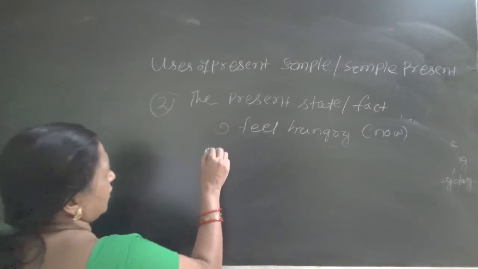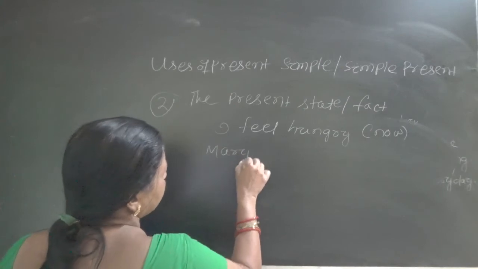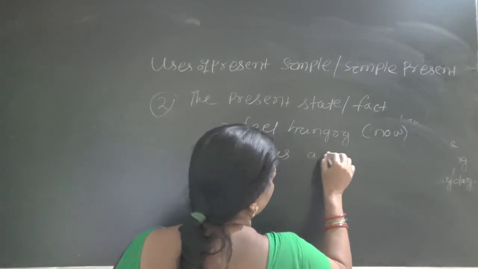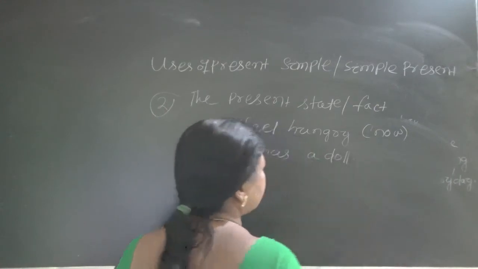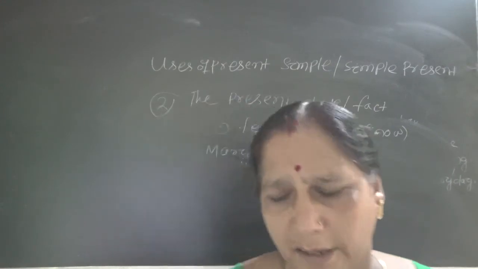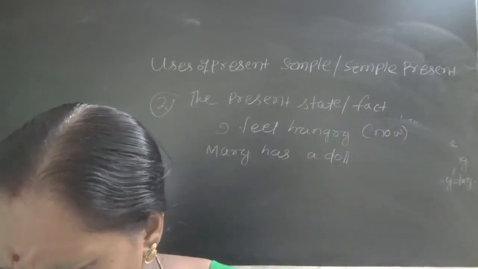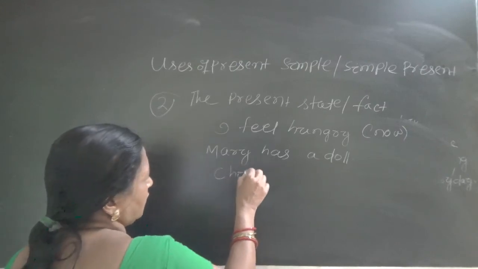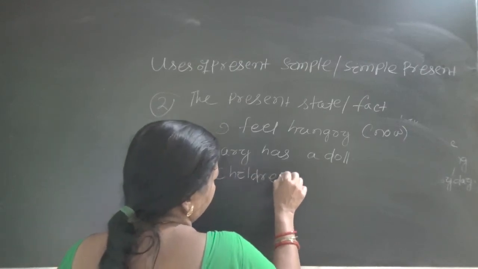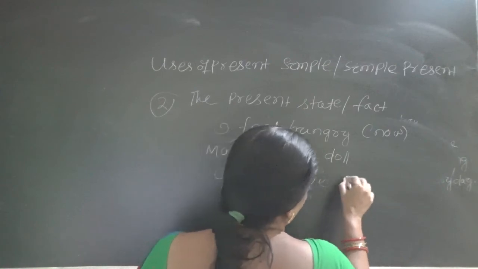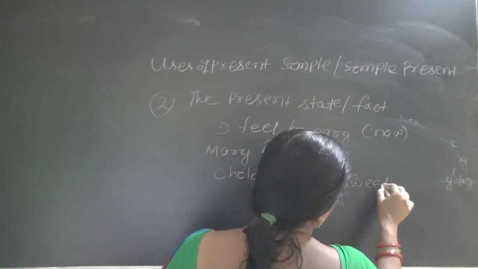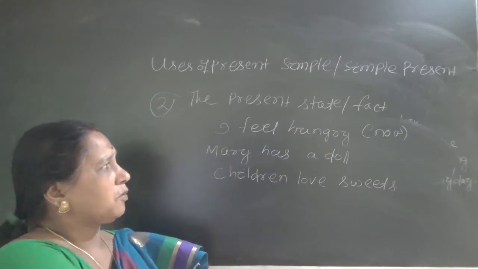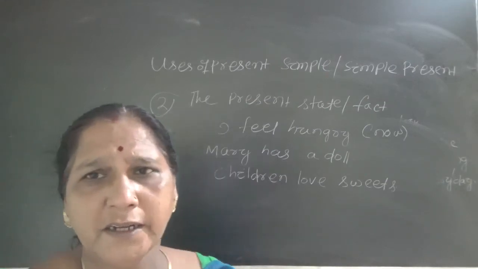Mary has a doll. There is a doll near Mary. Children love sweets. These are the examples of present state or present fact.